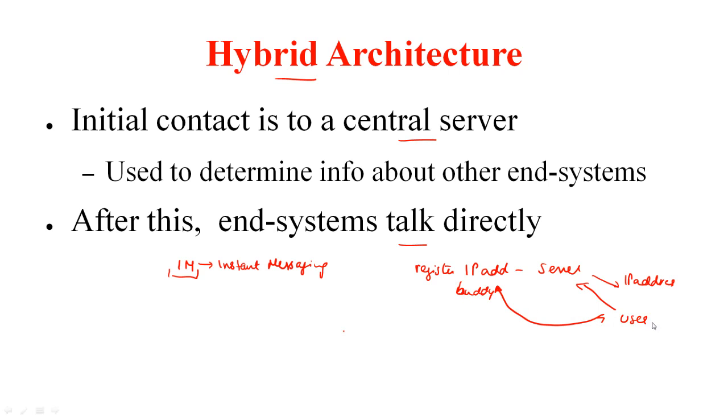So this is the user. You contact the server, which provides the IP address of your buddy. Then you establish a direct connection to your buddy, and as a consequence of this, you chat. As you can see, this is a mix between the client server and peer-to-peer.